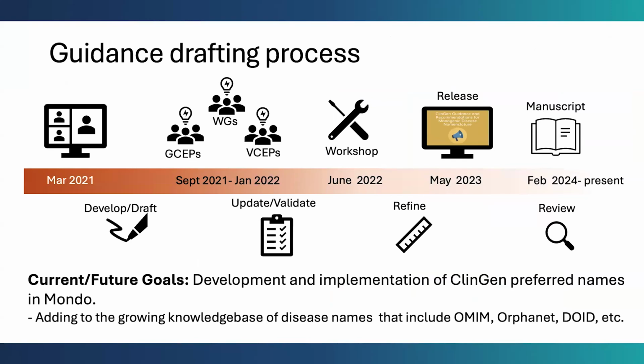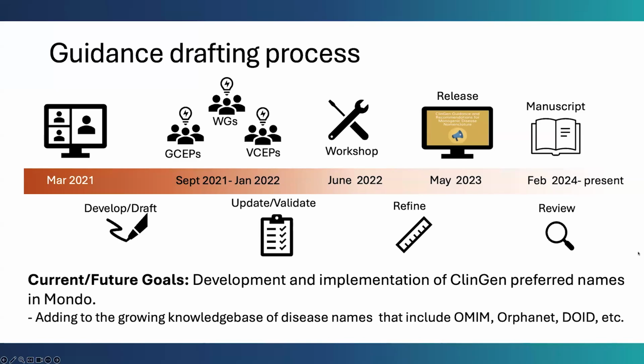We can do that. But we also went out to our expert panels and asked them to please test this guidance and give us feedback. Is it working? What needs to be changed? What are other considerations? We did that across gene and variant curation expert panels, but also our actionability and even into dosage. So then we did an update and validated.